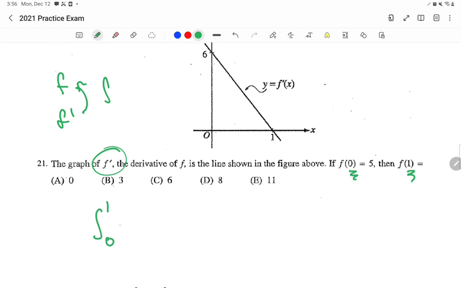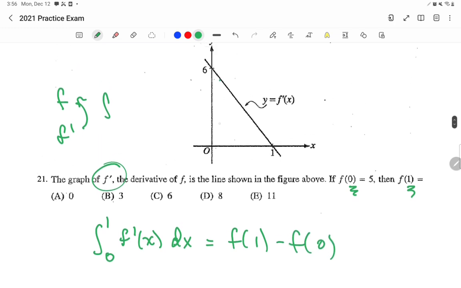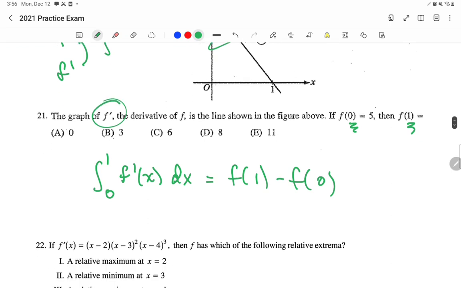So the integral from 0 to 1 of f prime of x dx equals f of 1 minus f of 0. To get this integral, that's the area of this triangle. So that's 1/2 times 1 base times height 6 equals f of 1 minus 5. Half of 6 is 3. Add the 5 over, you're going to get 8.